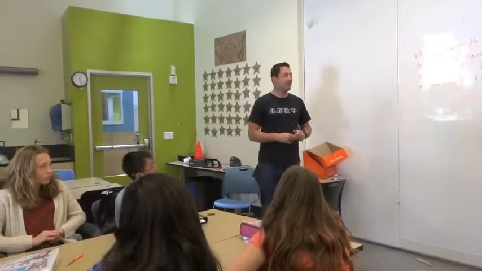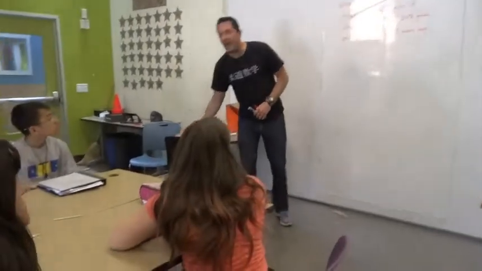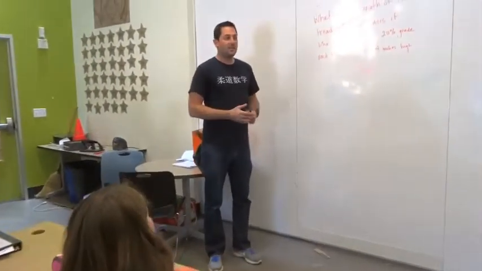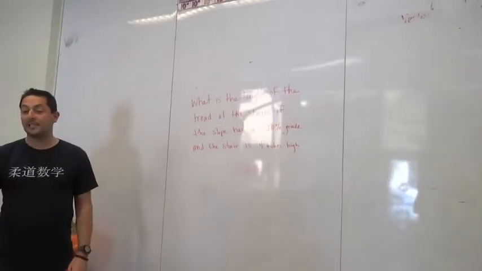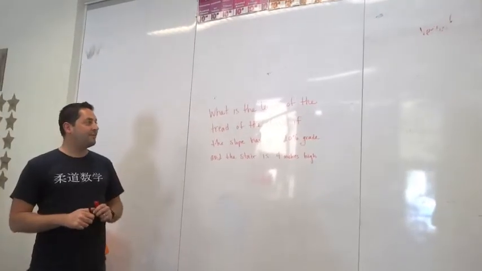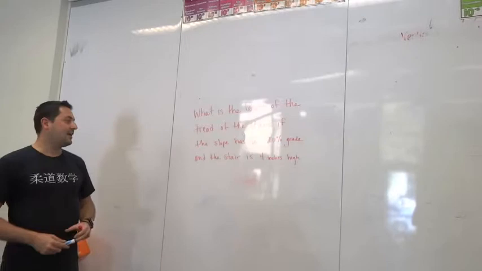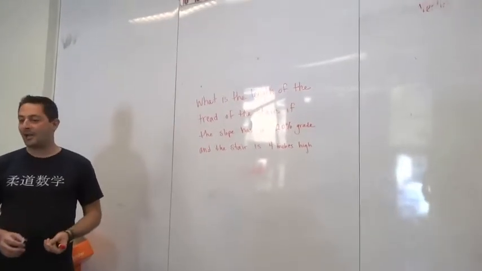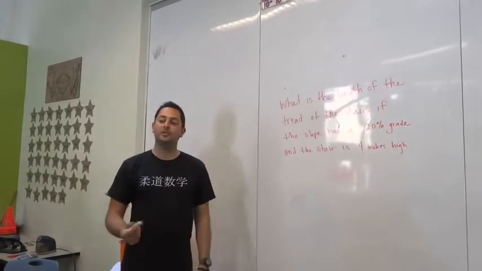So I actually have a problem on the board that I want to see how we would go through and solve. So forget mentoring, forget everything, let's just go through and solve this question together. It says, what is the length of the tread of the stairs if the slope has a 20% grade and the stair is 4 inches high? So what would you do if you were solving this problem? What do you think you would do first? What would be the first step for you?